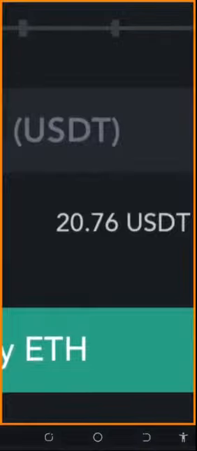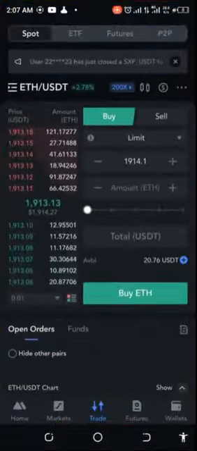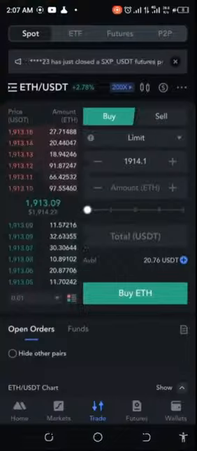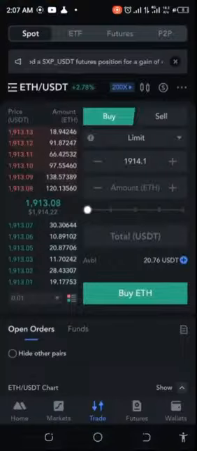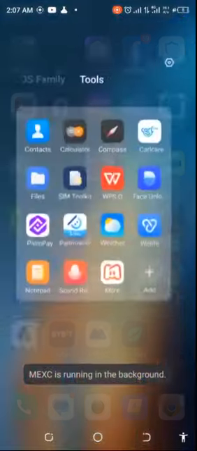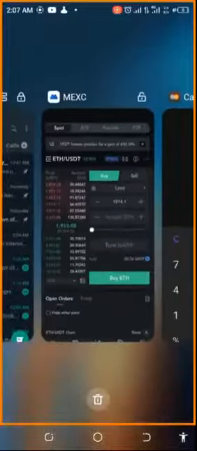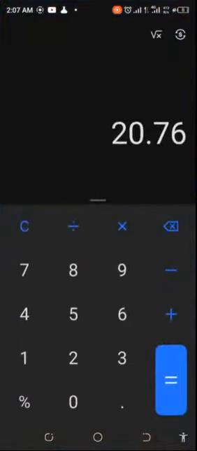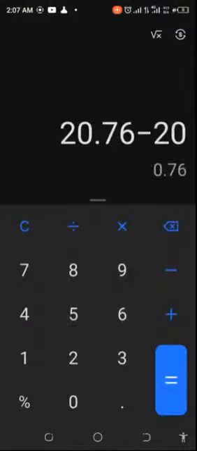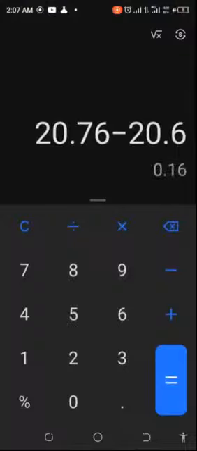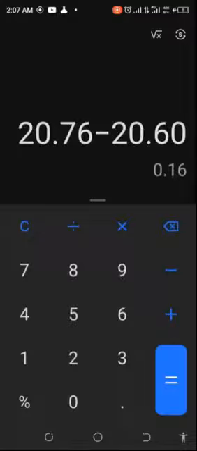Can you see that we have 20.76 USDT? That means, don't forget that we started out with 20.60, even though it only picked up 20.59. So let's just go to our calculator and do the mathematics, okay? So what that means is that 20.76, am I correct? 20.76, yeah, minus 20.60. 16 cents. Yeah, it wasn't exactly so fantastic, but it's something.